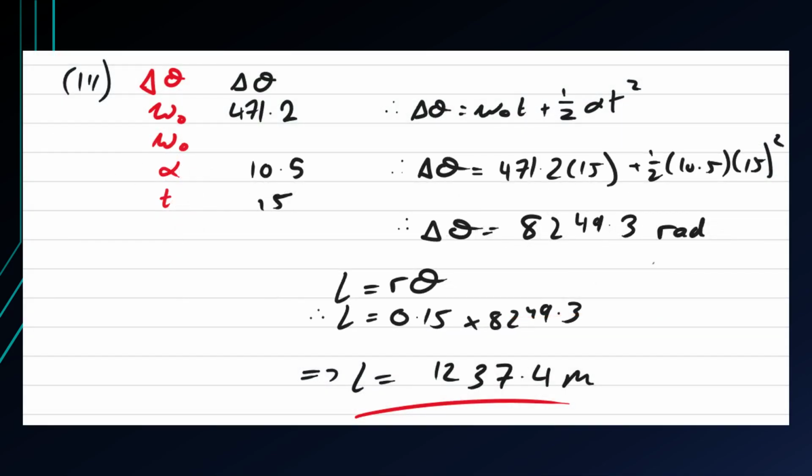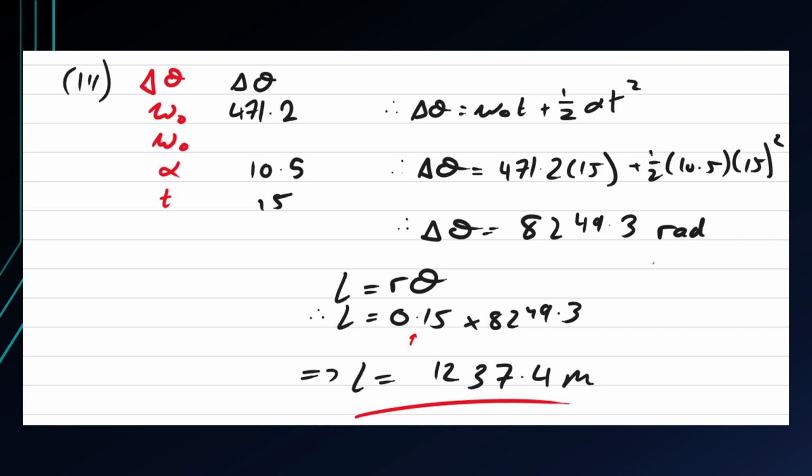Now the last part asks us about the total distance traveled by the piston if the radius is, should say 15 centimeters, because that's what it's given here. Did a bit of a typo there. So the change in angle is omega naught t plus a half alpha t squared. The change in angle, therefore, is 471.2 by 15 plus a half by 10.5 by 15 squared. So that's 8,249.3 radians. Therefore, the distance traveled, I kind of mixed everything up, this is the wrong radius, as 1237.4 meters.